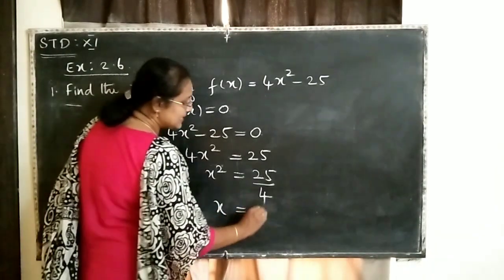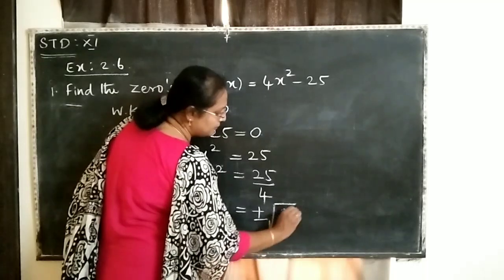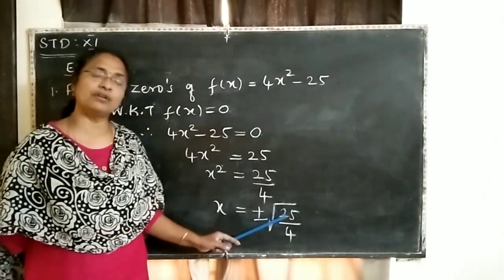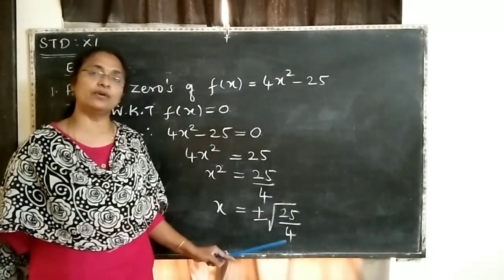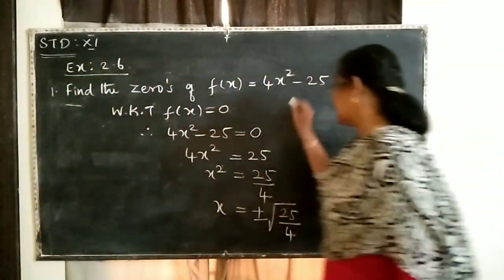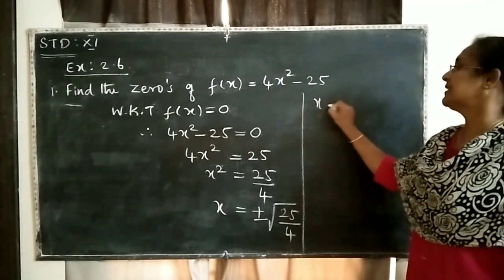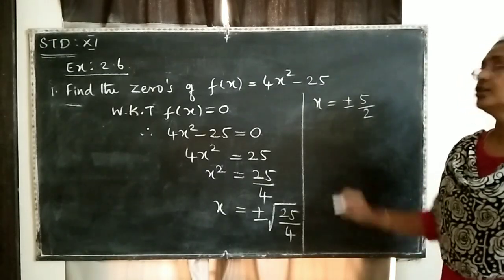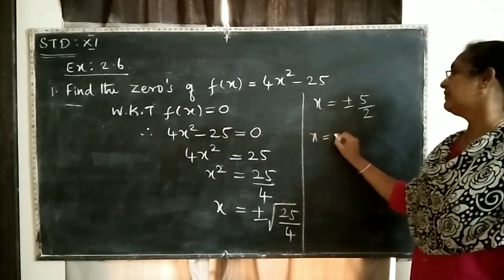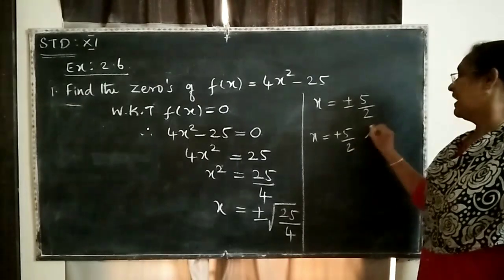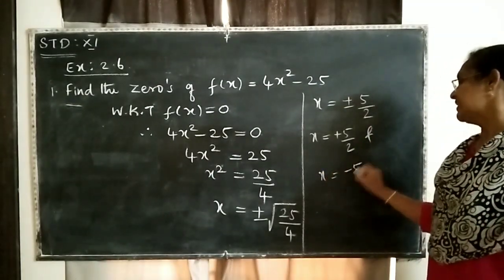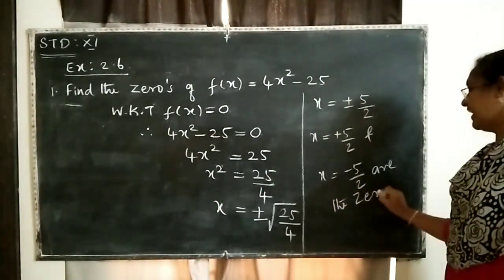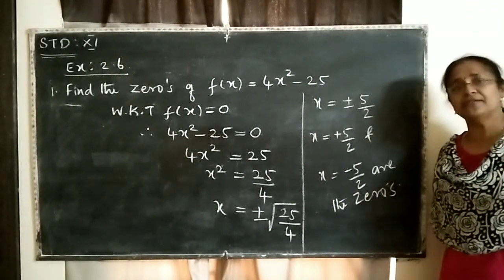So now plus or minus square root of 25 divided by 4. Now look into this. What is the square root of 25? 5. What is the square root of 4? It is 2. So the answer for this problem is x is equal to plus or minus 5 divided by 2. So what are the zeros now? x is equal to plus 5 by 2 and x is equal to minus 5 by 2 are the zeros of this polynomial expression. Very simple. Is it clear for you?